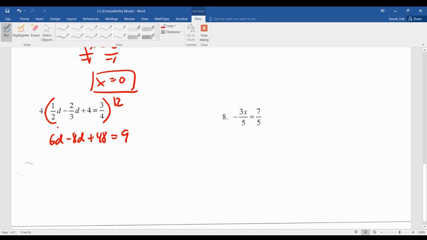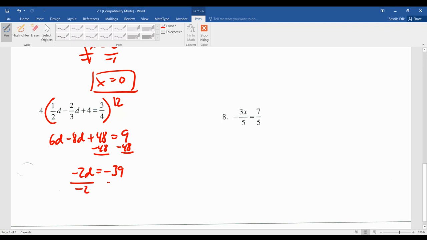Combine, these are like terms. They both have D in it. 6D minus 8D is negative 2D. I'm going to move this 48 over. Let me make this a little bit neater. So I combine these. I got negative 2D. 9 minus 48 is negative 39.